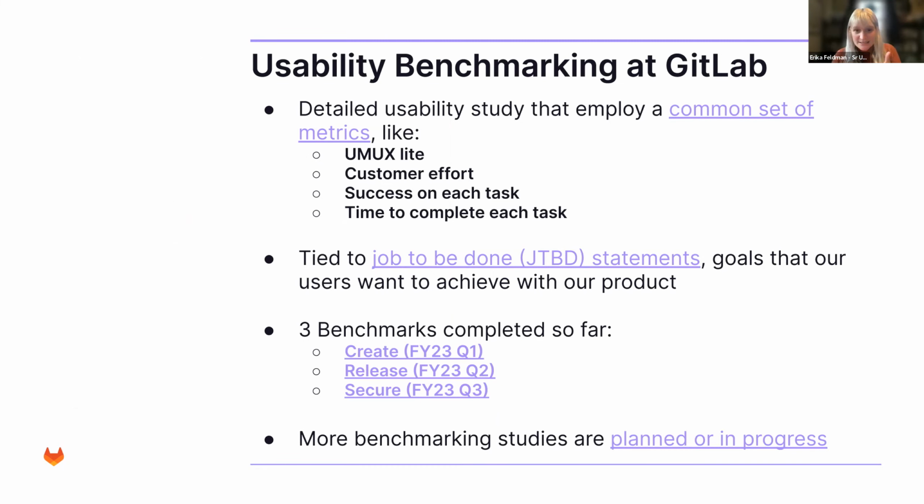So that's just a list of the metrics. Looking at success on each task, which we have to define a priori, the time it takes to complete each task, the customer effort, which is a rating, and then a few quick questions that relate to the SUS scores. Traditionally, at other companies where I've done this, we have to spend a lot of time with PMs thinking about the goals for our products, and that can take months. But luckily we have our jobs to be done statements already articulated, and so we can use that as a jumping off point.